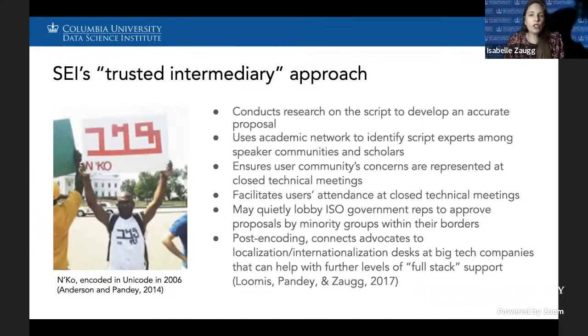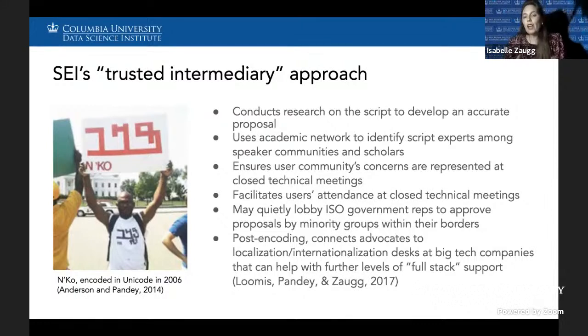Furthermore, SEI conducts research on the script to develop an accurate proposal, and this is done with script experts, often in the user community, sometimes within academic networks. They ensure that user communities' concerns are represented at closed technical meetings. So they're a conduit for those concerns to be raised, but they also go beyond that to facilitate users' attendance at closed technical meetings. This can be quite a challenge at times, in terms of overcoming bureaucratic barriers, rules, or even financial barriers that would otherwise prevent users from attending meetings that are designed for members only, be it at Unicode or at the level of ISO, which in particular has stricter rules about who can participate and attend meetings.